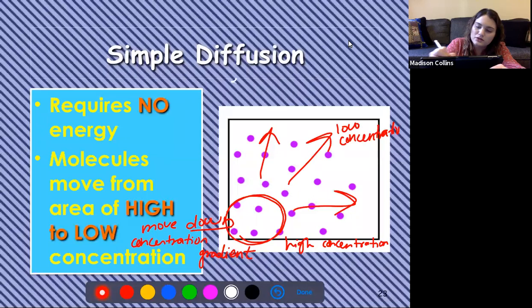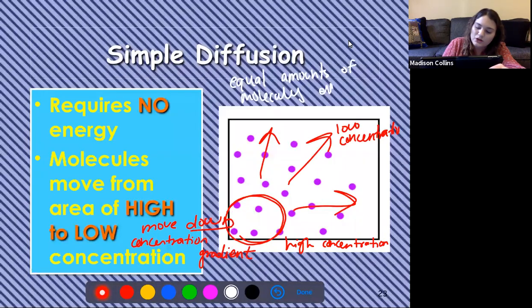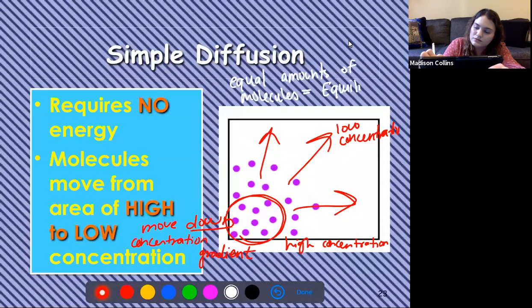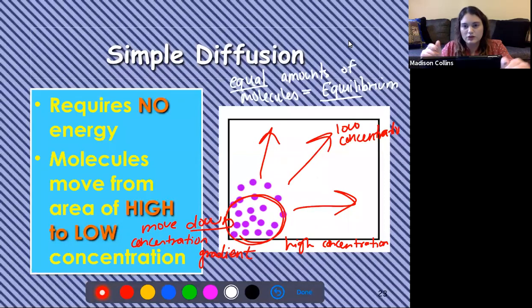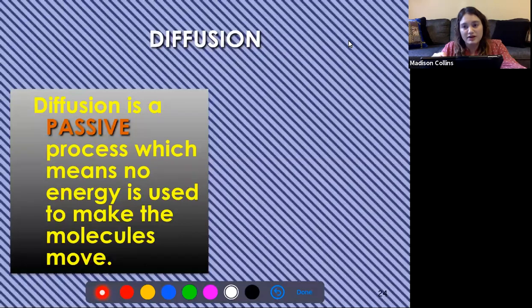So when we have equal amounts of molecules, we're going to call that equilibrium. Right, and it's no coincidence that equal and equilibrium kind of sound the same. It's because they mean the exact same thing. Equilibrium is when there's equal amounts of molecules everywhere. All right, so again, diffusion is a passive process, which means no energy is needed for this.